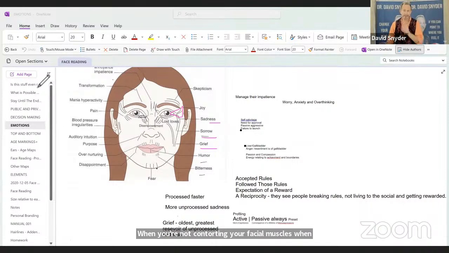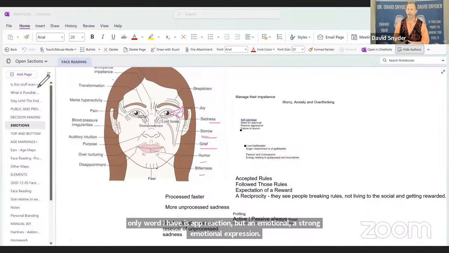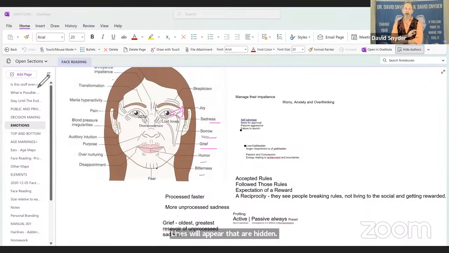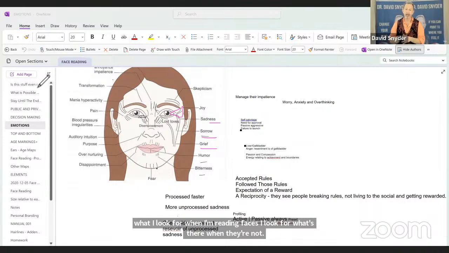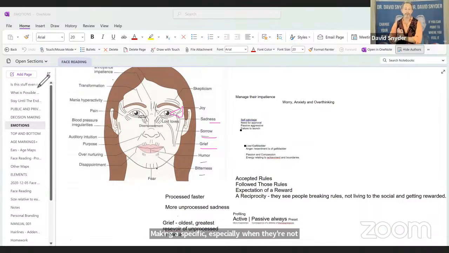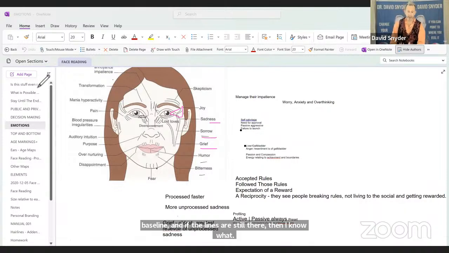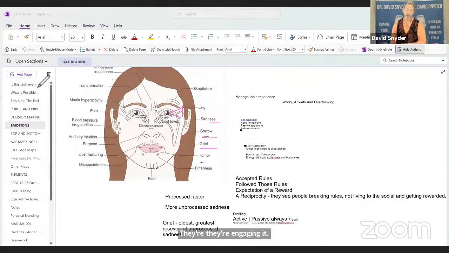Okay. But many times when people go into like emotional, the only word I have is abreaction, but a strong emotional expression, lines will appear that are hidden. It's pretty interesting, but what I look for when I'm reading faces, I look for what's there when they're not making a specific expression, when they're not laughing, when they're not crying, when they're not being frustrated. I'm looking for a baseline. And if the lines are still there, then I know what emotional expressions or lack of emotional expression they're engaging in, right? So again, everything starts with a baseline, and then you can look at other things from there.